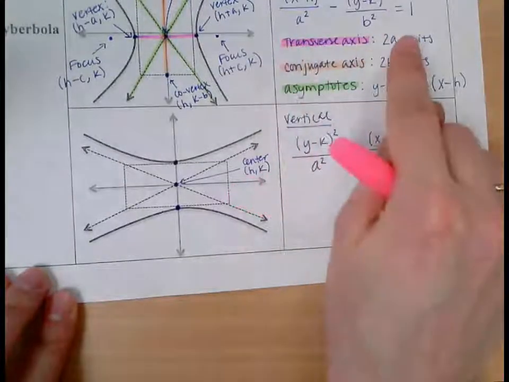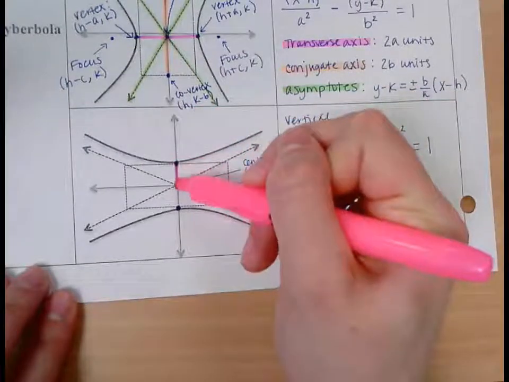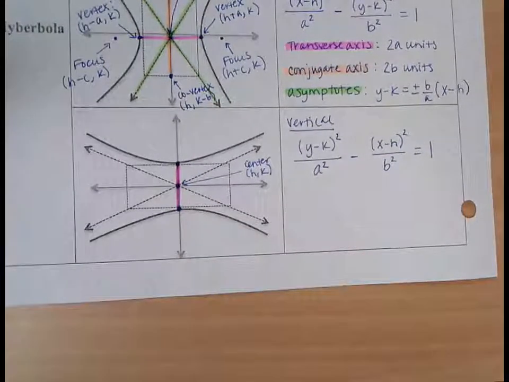So if you wanted to rewrite this down here, you can. I'm just going to highlight it on this graph as well in pink. So I know on this one, the vertical axis is the transverse axis, but it connects the two vertices, goes through the center.